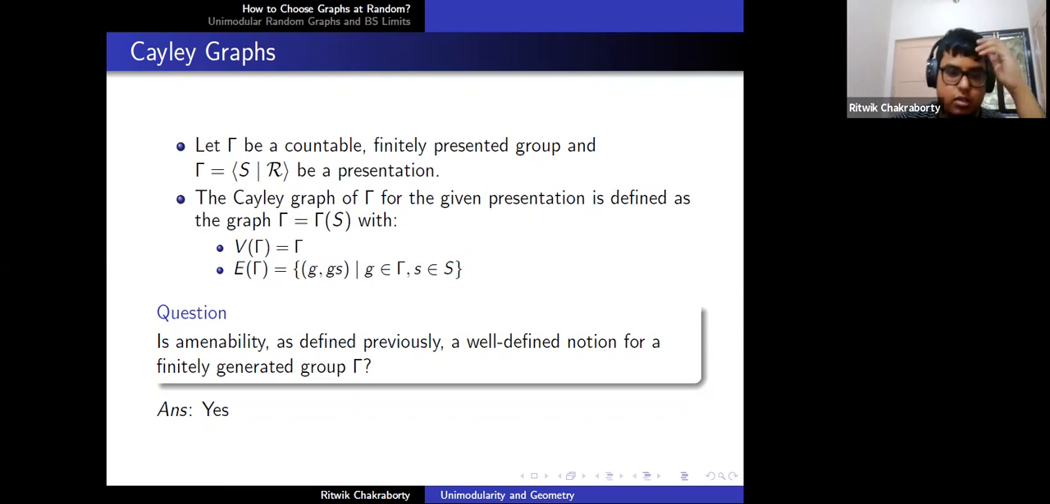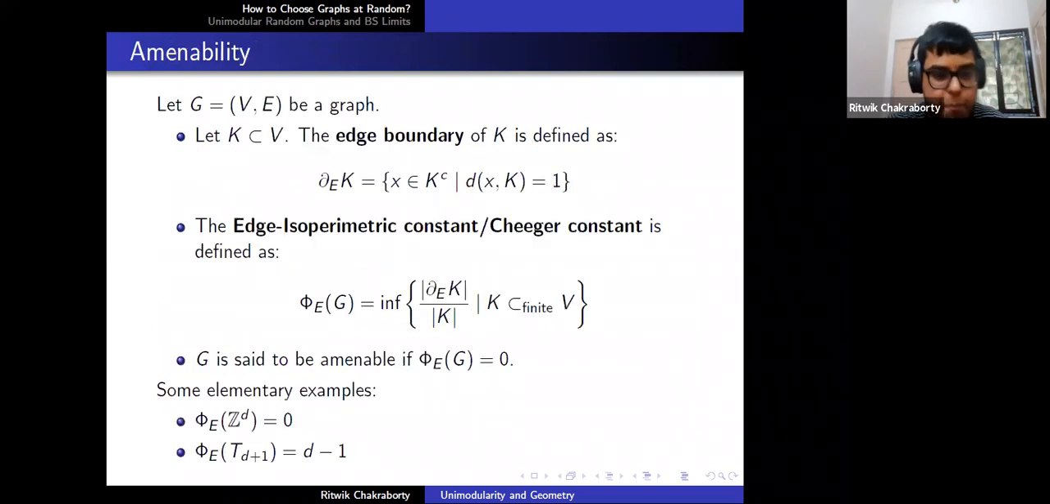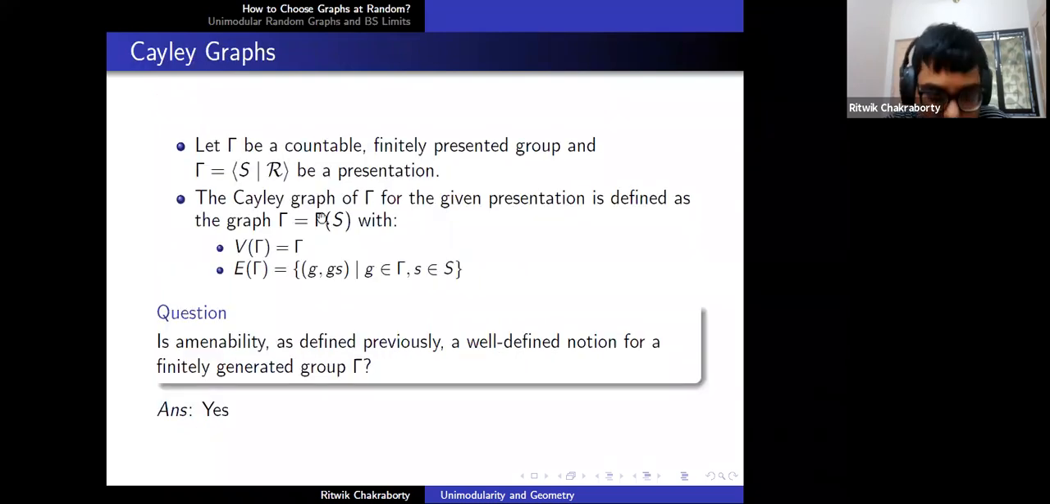Anyways, so right. So the question is this: I defined amenability for graphs, right? Now you see that while defining the Cayley graph of a group gamma, I needed to choose a presentation. Actually, in particular, I just need to choose a generating set. So the question is, does amenability depend on the choice of generating set? So the answer is no. In particular, amenability is a well-defined notion for finitely generated groups.